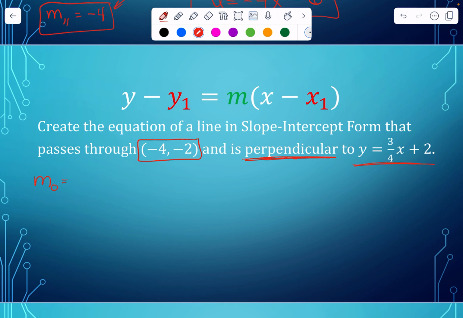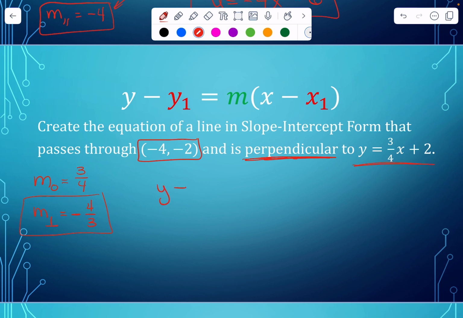So my original equation slope is 3/4. So now I'm going to find the slope of the perpendicular. Remember, the relationship is we change the sign, so it was positive, I'm going to make it negative, and then I take the reciprocal of that fraction. So now that's negative 4/3. I'm going to take that with my point, and I'm going to plug it in.